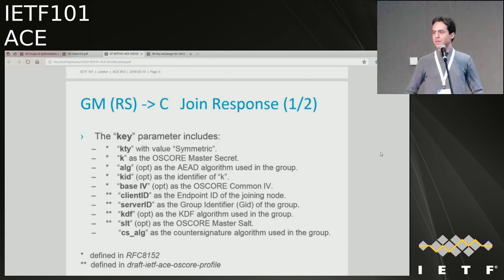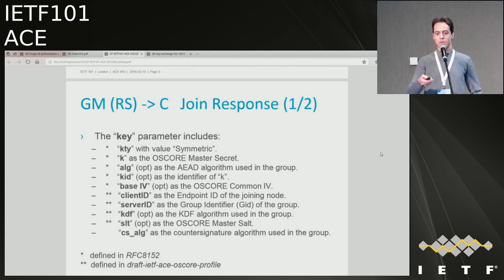This is the most important part. In the end, it's how the joining node is actually provided with the key material that it requires to participate in the secure communication in the group. So most of it is part of the structured key parameter, where most of the parameters come already from the COSE RFC, and others we are reusing from the OSCORE profile base, essentially. We are introducing a new parameter, CS-alg, where the group manager essentially specifies the countersignature algorithm used within the group to produce countersignatures of messages.